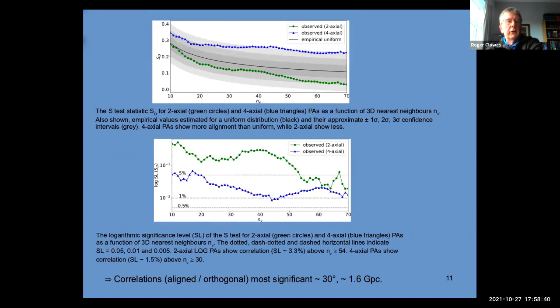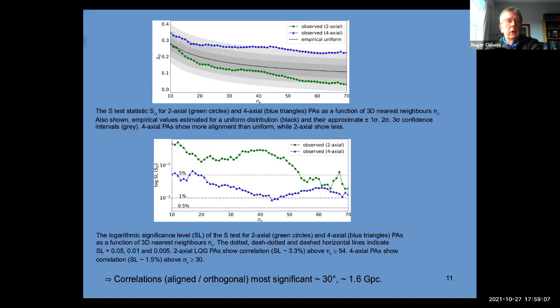And then the next thing is that Tracy looked at whether the position angles were correlated from one large quasar group to another. And I think this is a little bit too complicated to go into in detail at the moment, but you can look at Tracy's thesis. It's essentially using the S test from the Liège group.